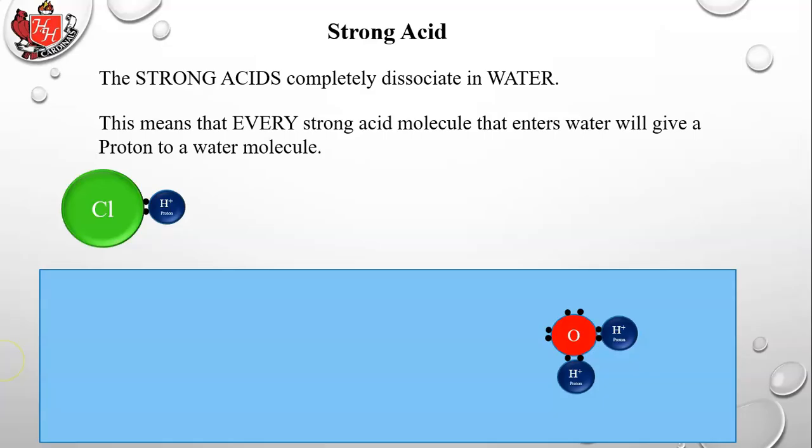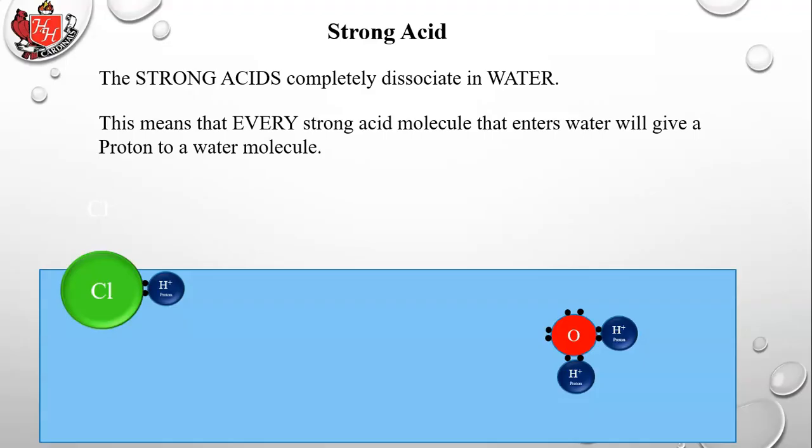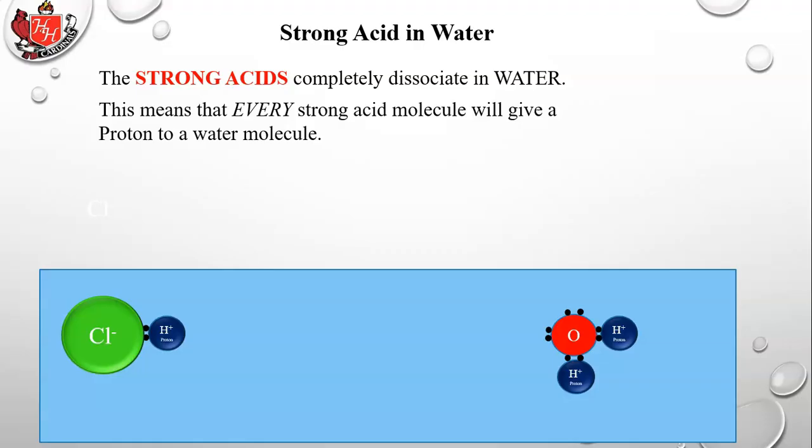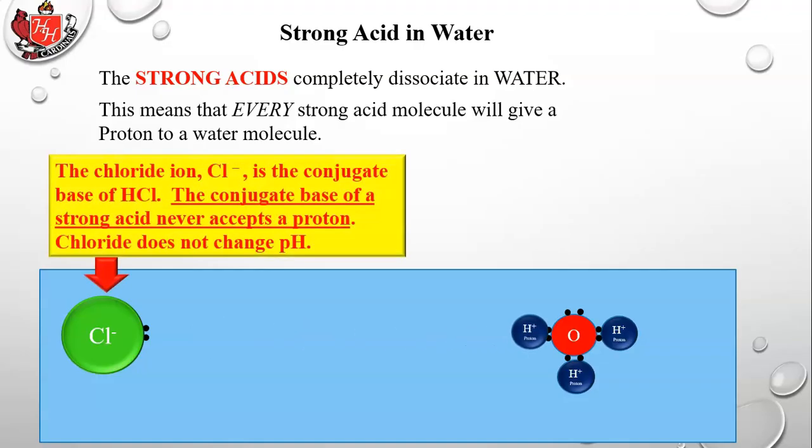Okay, so strong acids completely dissociate in water. This means that every strong acid molecule that enters water will give a proton to a water molecule. So there we see hydrochloric acid. Again, the blue area is just entirely water molecules. We're just showing one right here on the right to represent one of the water molecules in that beaker of water. So there it goes. The chloride ion, Cl-, is the conjugate base of hydrochloric acid.